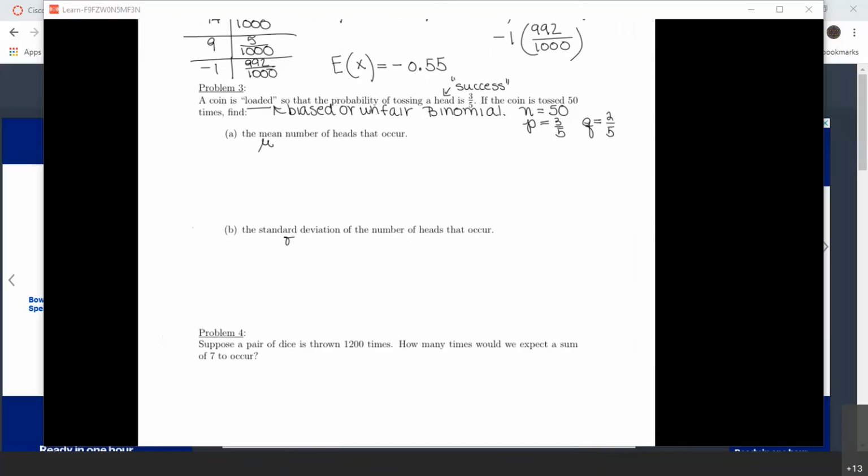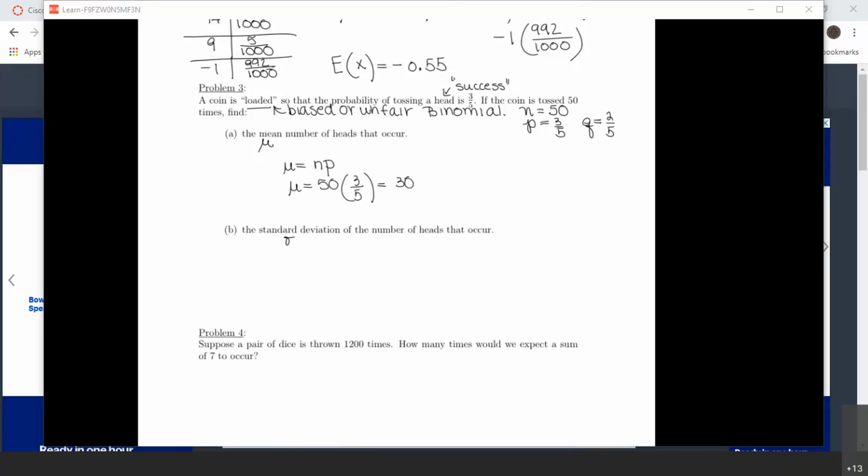All right, so I know the mean of a binomial distribution is n times p, and I want to know the average number of heads I would get out of 50 tosses, rather. I'm sorry. So 50 times 3/5. My 5 cancels into the 50, and that gives me 30. Okay, so on average, I'd expect to get 30 heads out of 50 tosses with this biased coin.